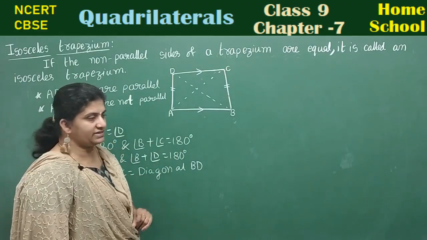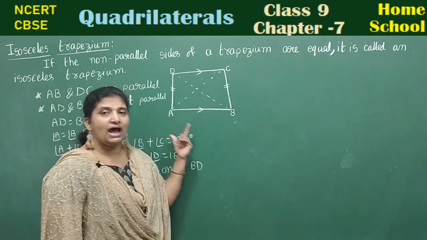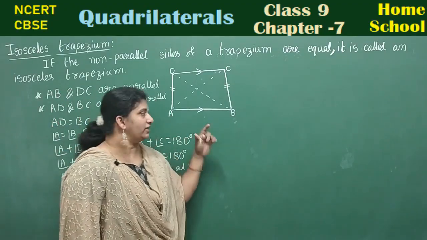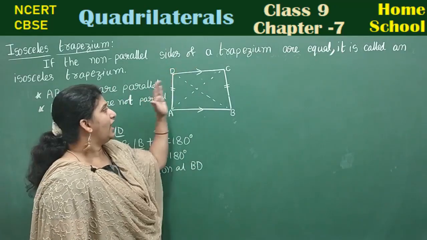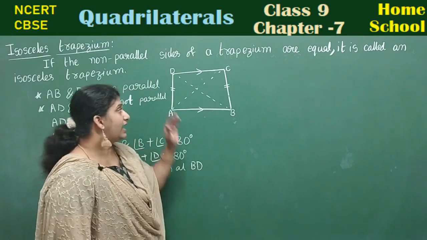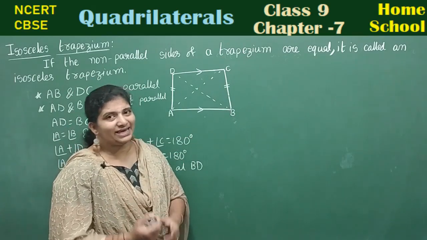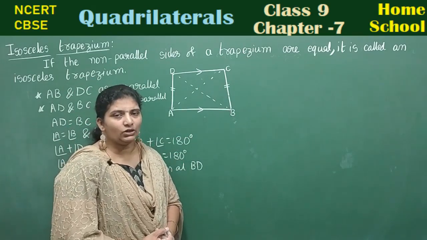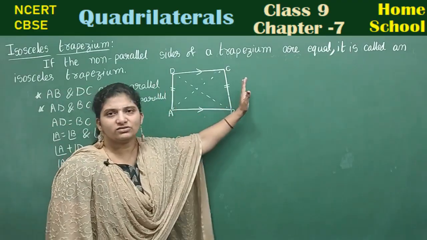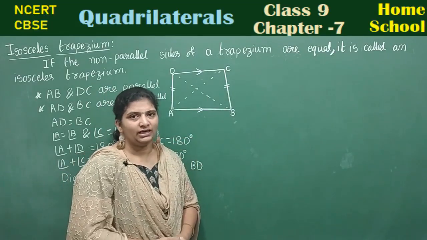ABCD is a trapezium where one pair of opposite sides is parallel and one pair of opposite sides is non-parallel. We know this condition. AB is parallel to DC and AD is not parallel to BC. In an isosceles trapezium, AD is equal to BC. The non-parallel sides are equal in length, but they are not parallel. Only the length is equal. Suppose you imagine this as 4 centimeters, then this will also be 4 centimeters. The lengths of those opposite sides will be equal.